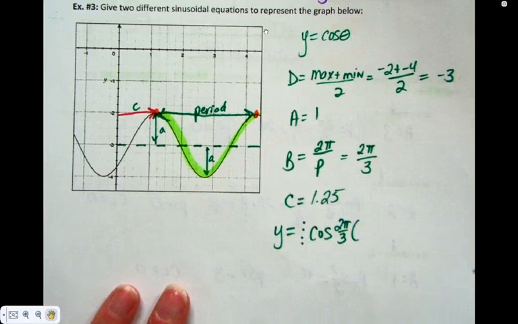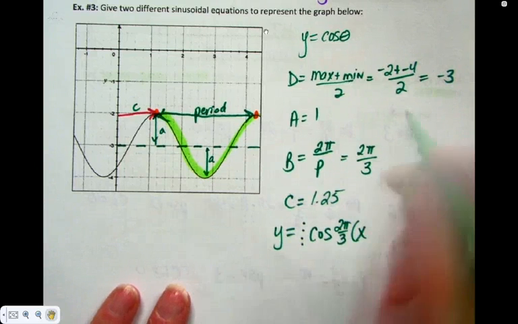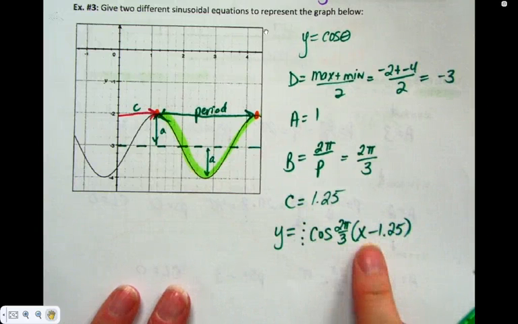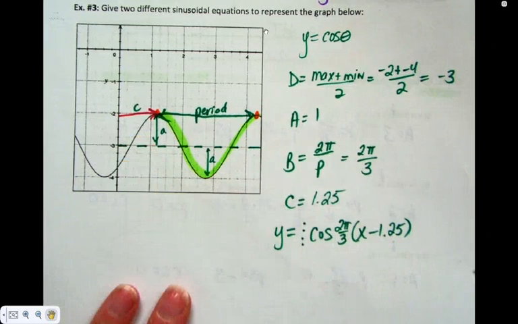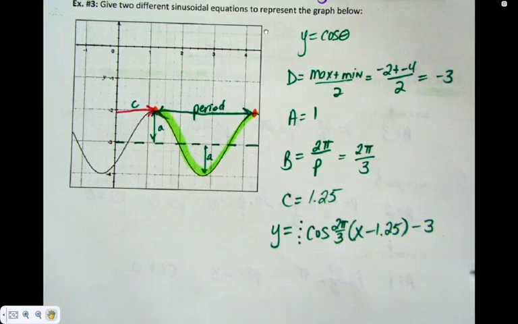I need to pick a variable, theta or x, completely up to you. The C value has to be negative 1.25. Tell me why negative. Because it's to the right, so I need to change it to go into the equation. And my D value at the end is negative 3. There's working backwards.